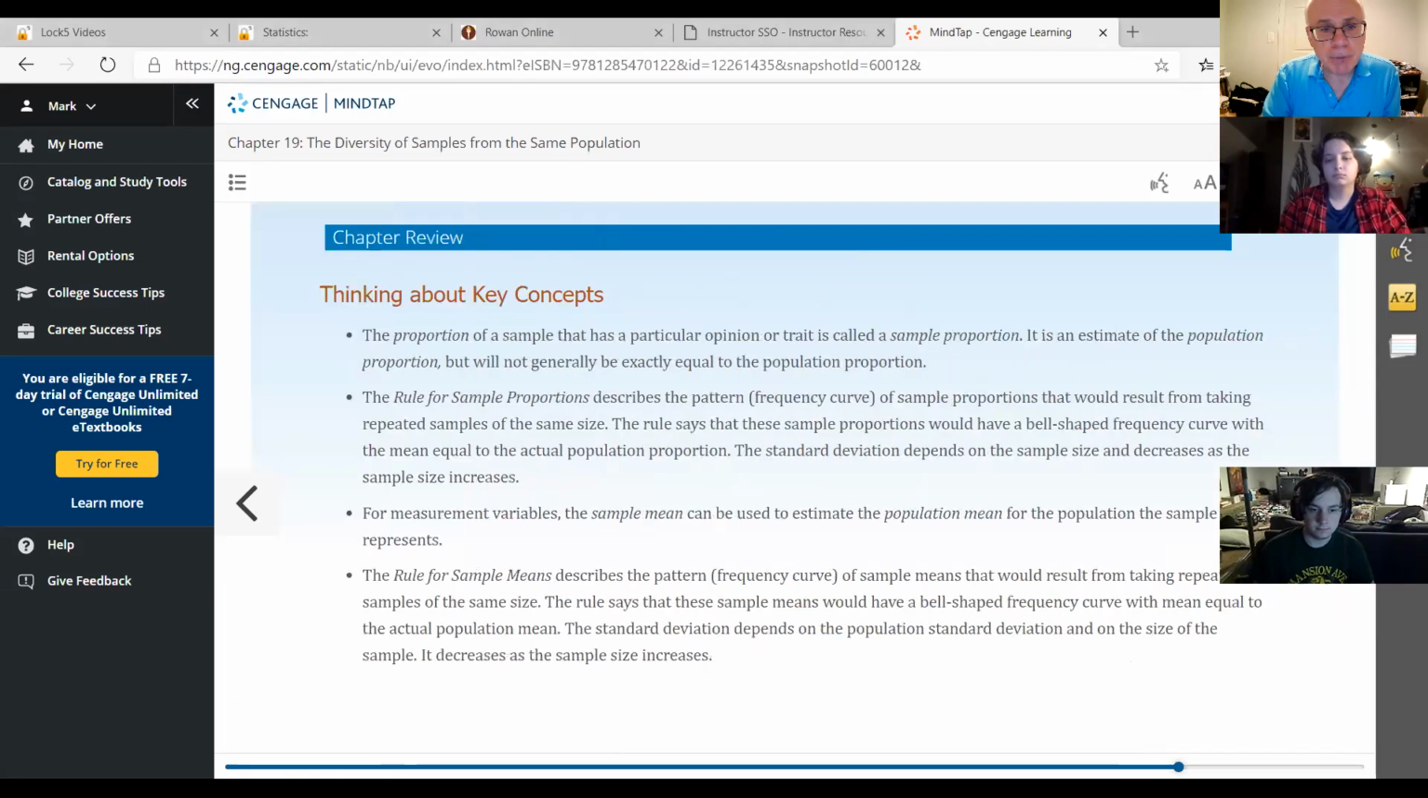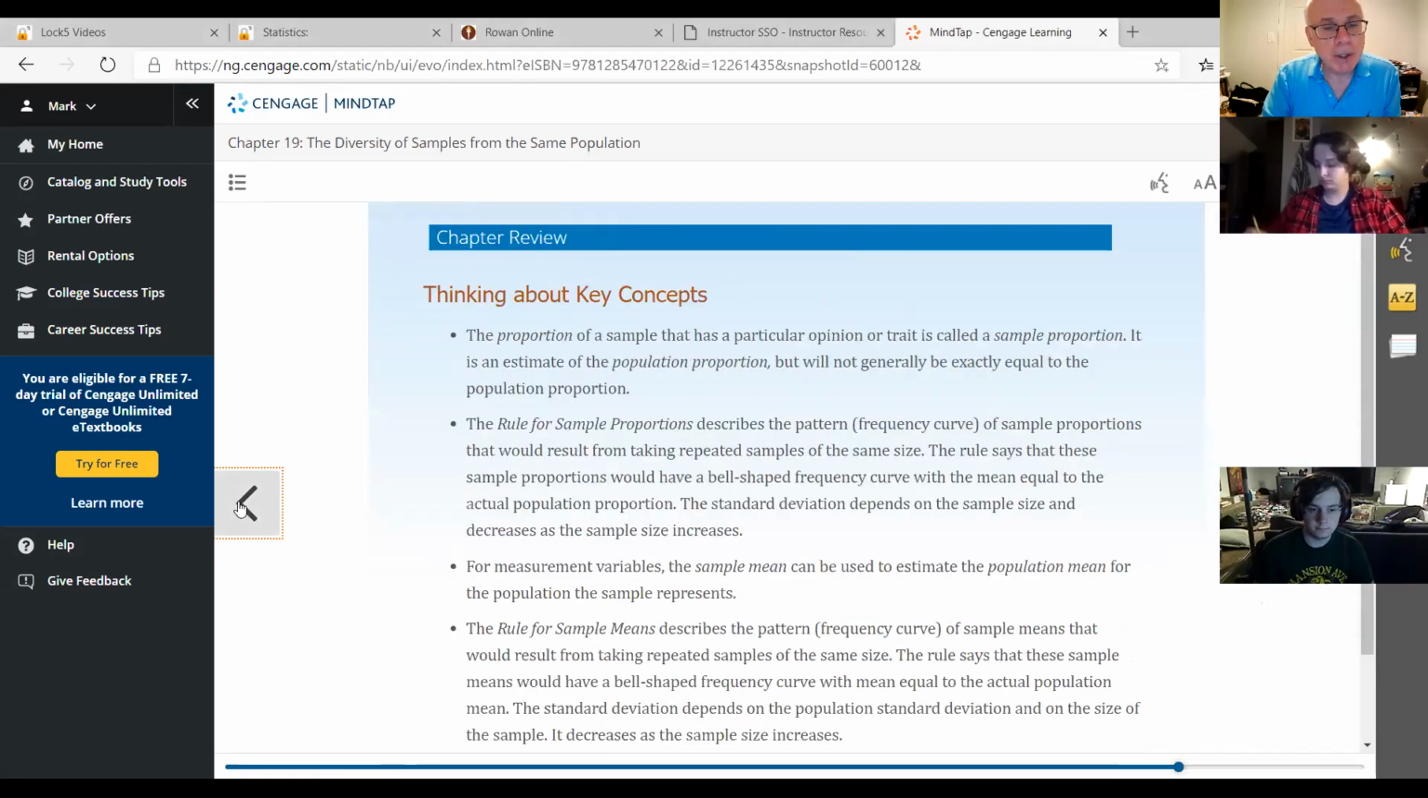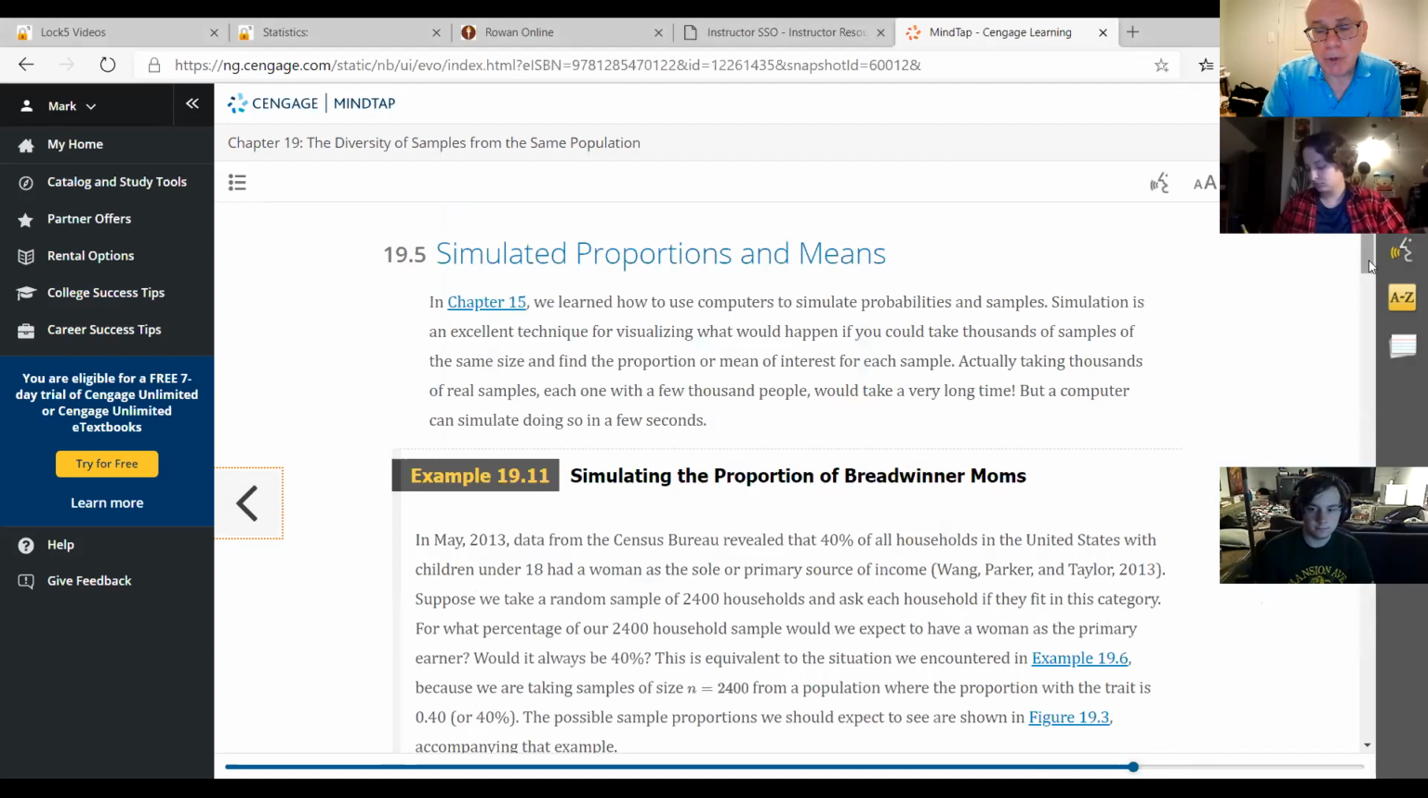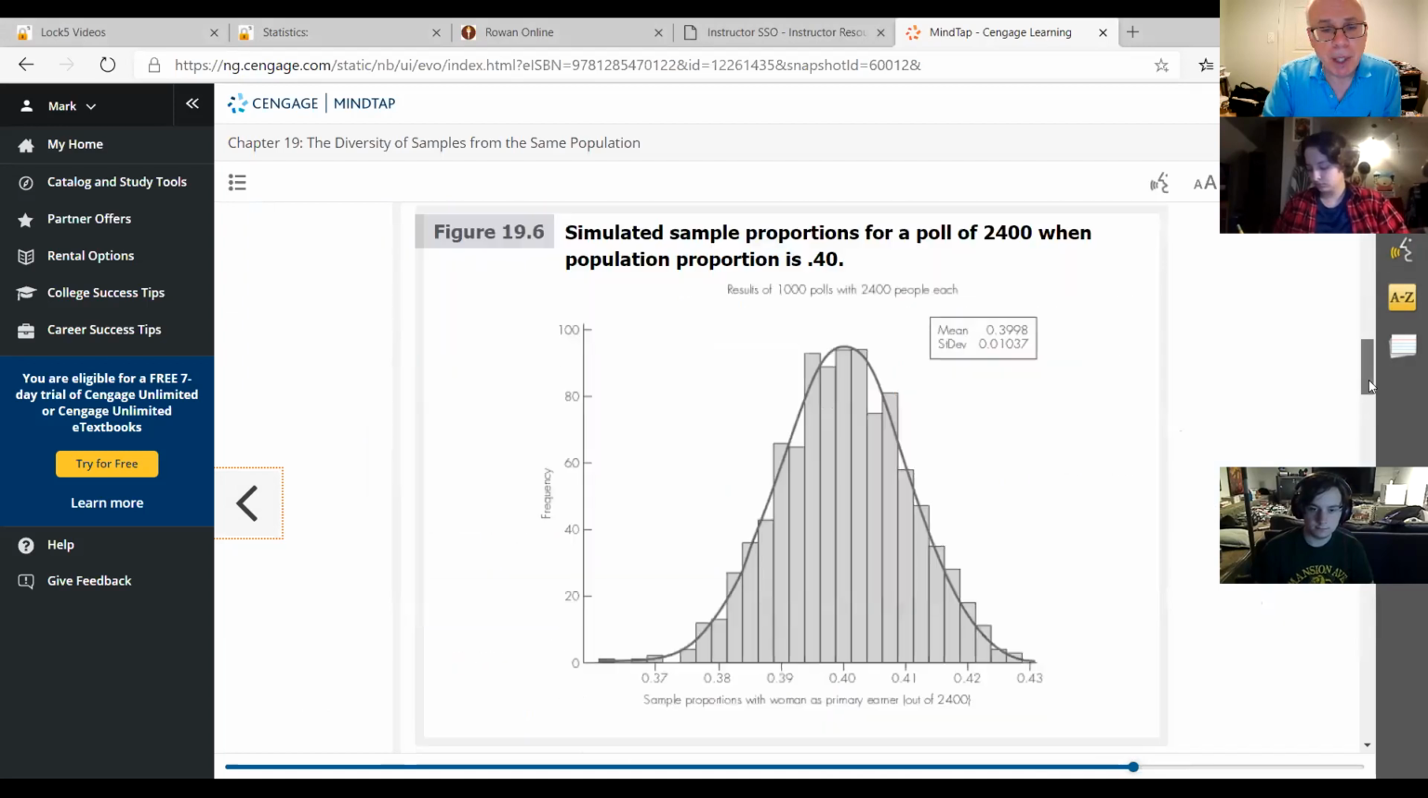So I'll show an example. Here's an example here. This is the example I think we were looking at before, where we have a population proportion of 40%, and each sample has 2,400 people that we sample. All right, 2,400 people in each sample. Suppose we asked the computer to simulate 1,000 of these samples, all of which have different sample proportions.